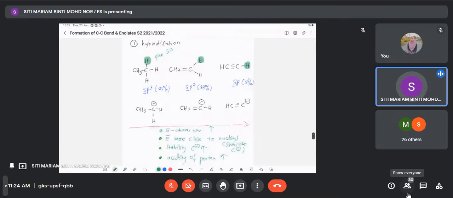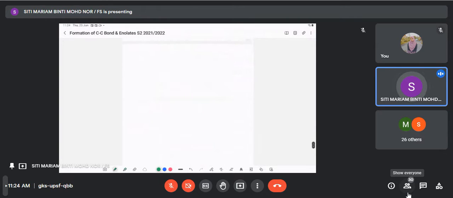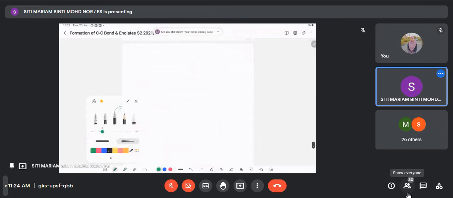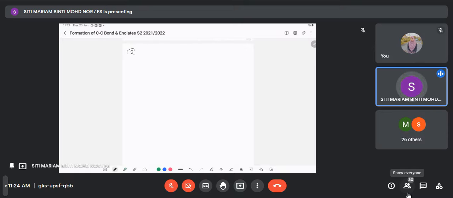We are done with that. We move to the second factor. The second factor is the inductive effect. We already talked a bit about this related effect because it's related to the EDG and EWG groups. So I just want to give you an example like this.